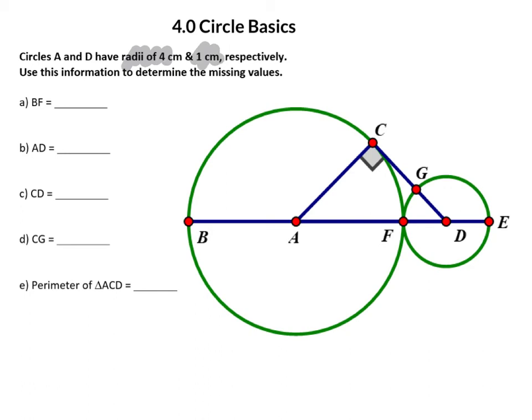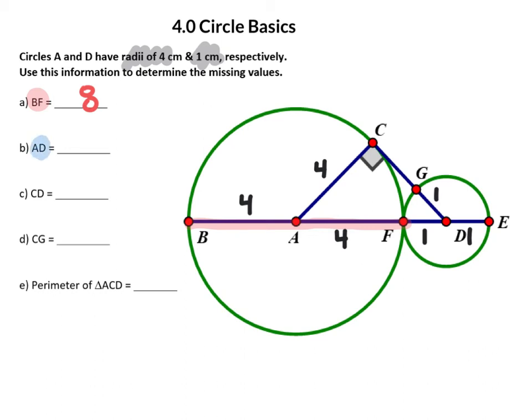Radii, so they give us the radii. And all I'm going to do is put that number 4 anywhere I see a radii in that one. I'm going to put the number 1 wherever I see a radii. Now let's solve a few. BF. BF happens to be a diameter. That's easy. 4 and 4 make 8, don't they? All right, let's check the next one.